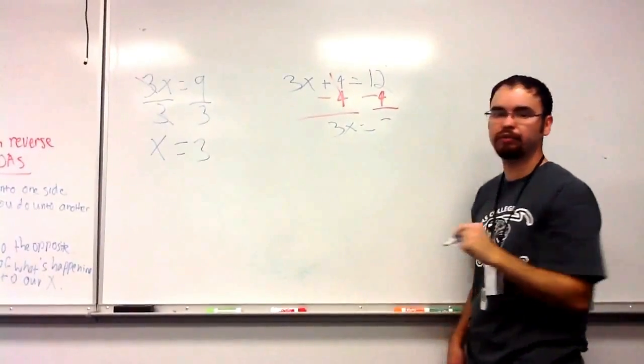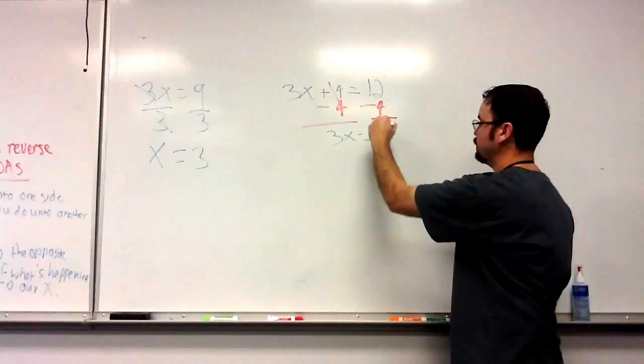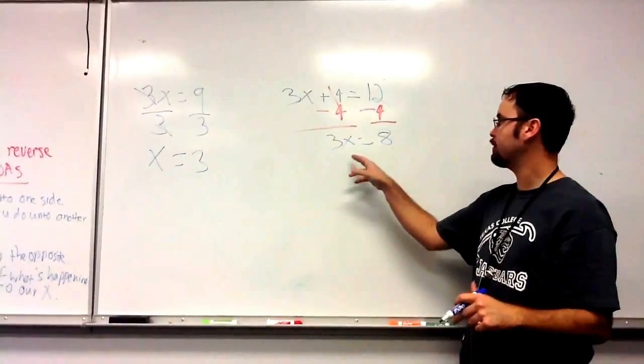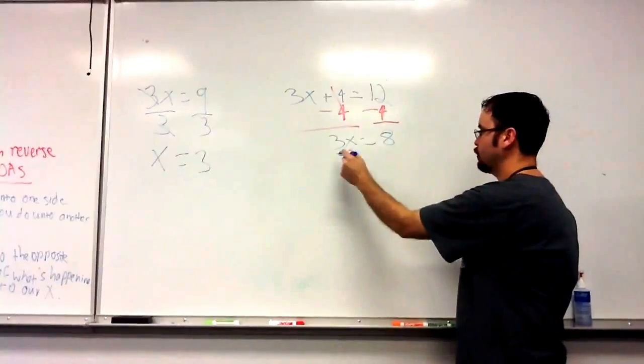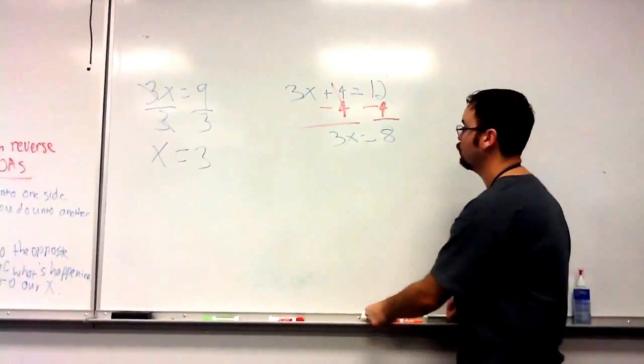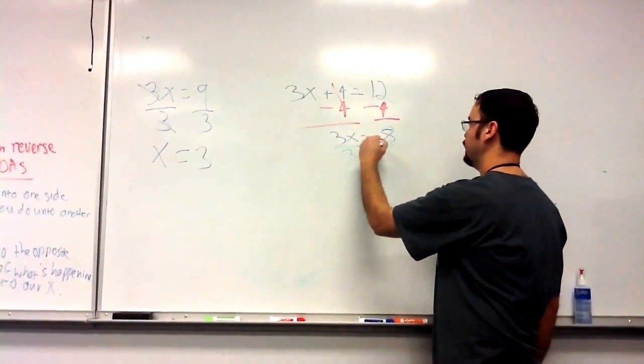I messed up on this one. It's going to be a fraction, but that's fine. That's going to be equal to 8. Okay? So the 3x is going to be equal to 8. So now I've got this being multiplied. So what I'm going to do is the opposite of multiplication, which is going to be divided by 3, divided by 3.